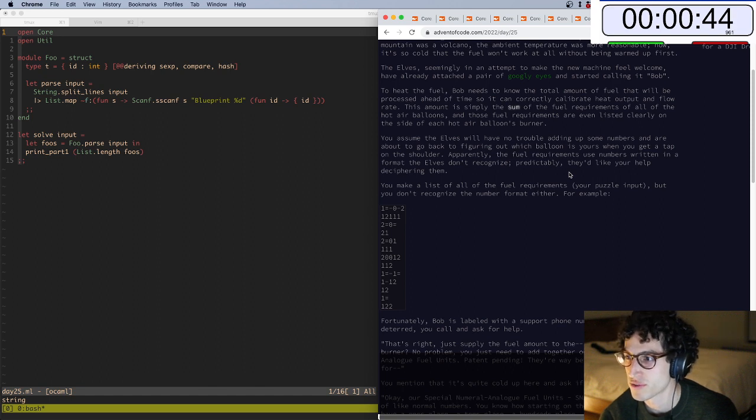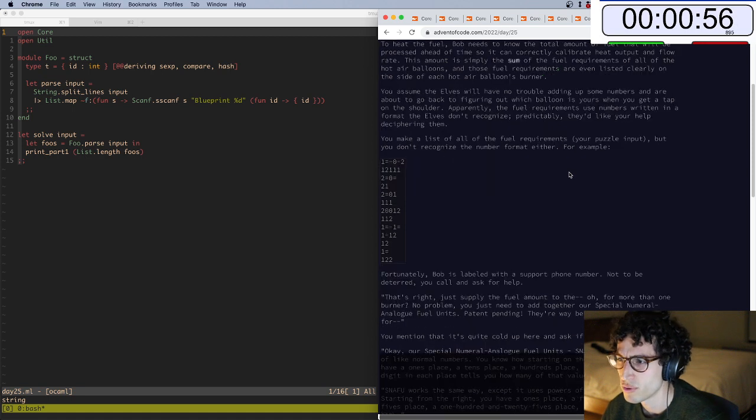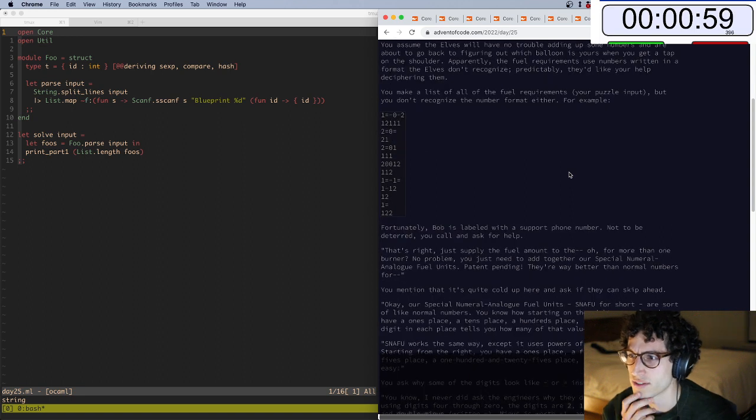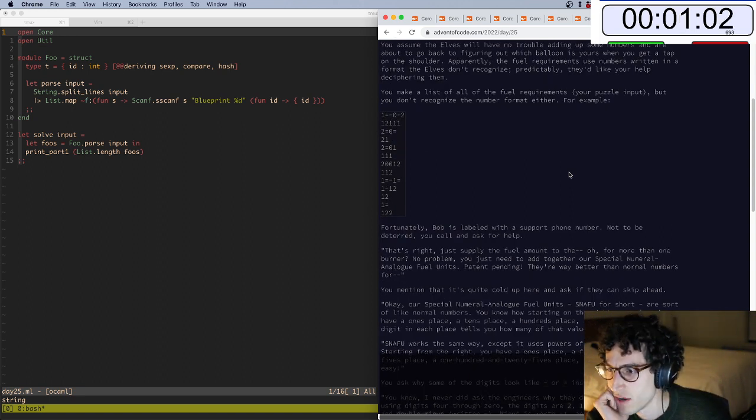You assume the elves will have no trouble adding up some numbers and are about to go back to figuring out which balloon is yours when you tap shoulder. Fuel requirements use numbers written in a format the elves don't recognize. Predictably, they'd like your help deciphering them. You make a list of all the fuel requirements, your puzzle input, but you don't recognize the number format either. Interesting. Fortunately, Bob is labeled with a support phone number. You call and ask for help.